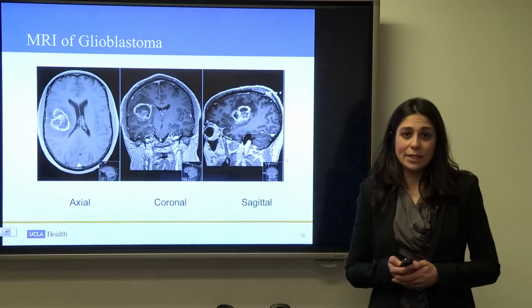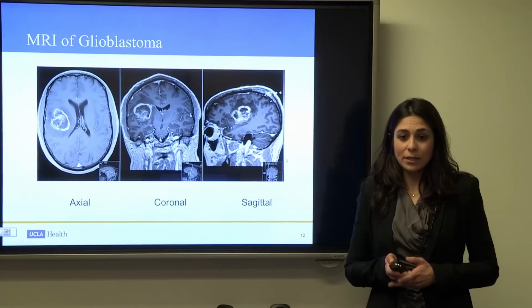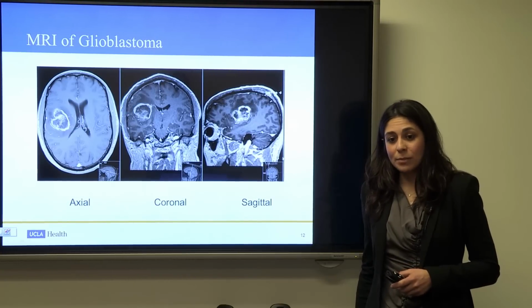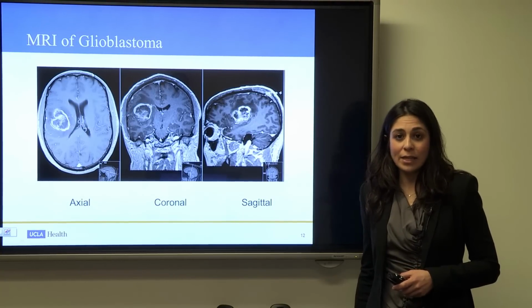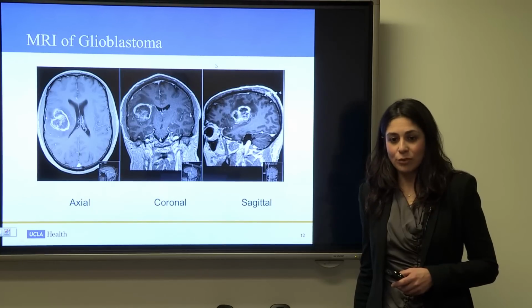Here is looking at that glioblastoma on a radiographic image, so an MRI typically. And you can see this first image is looking at the brain sliced from top to bottom. The second image is looking at the brain sliced from front to back. And the third image, the sagittal view, is looking at the brain sliced from one side to the other, from left to right, for example.